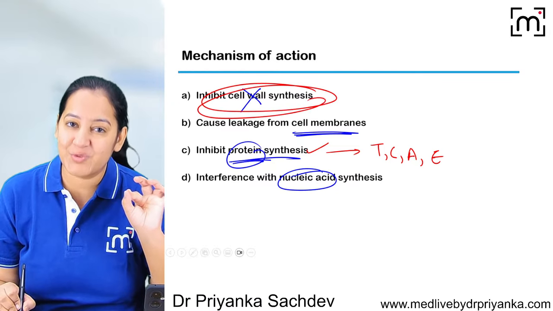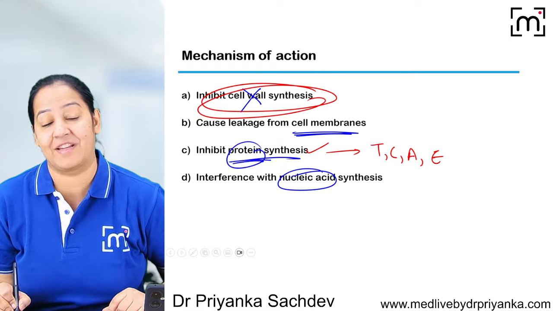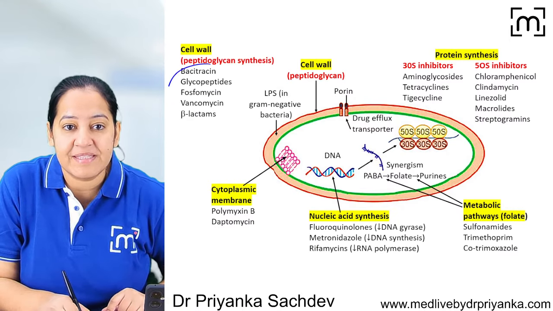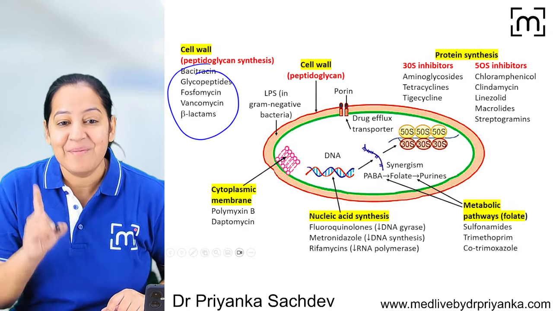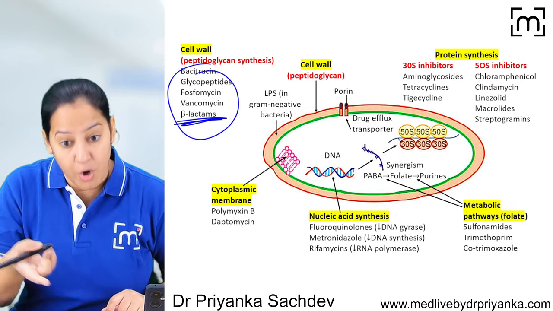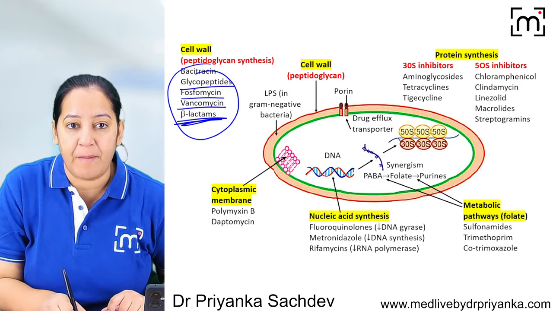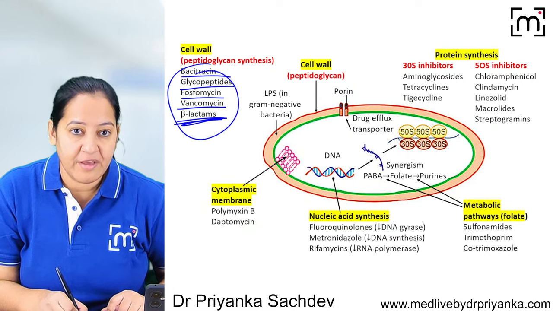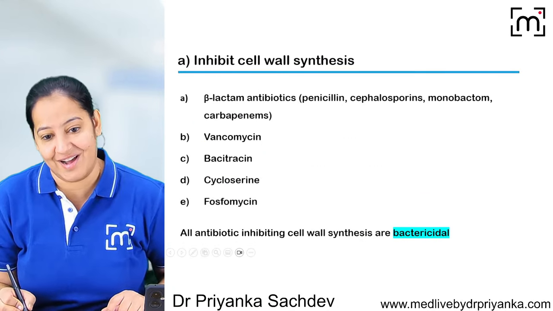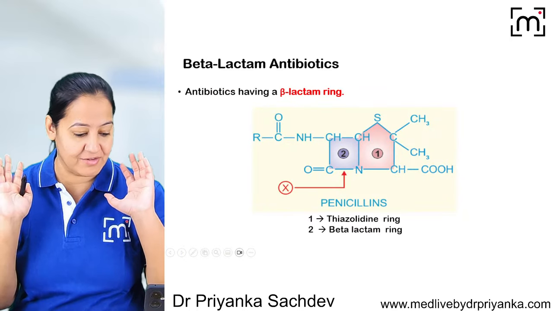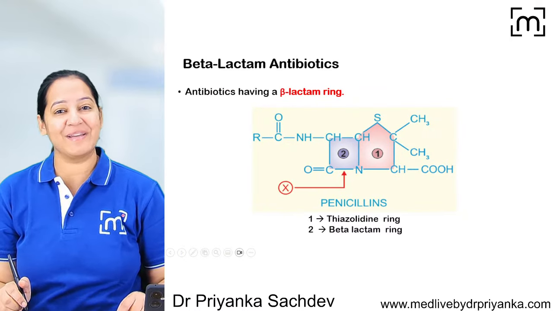The antibiotics which inhibit the cell wall synthesis of the bacteria. There are many antibiotics which inhibit cell wall synthesis in the bacteria. Beta-lactams are one of them. Along with the beta-lactams, there are vancomycin, fosfomycin, glycopeptides, and bacitracin. But today we will see the details of the beta-lactams. With this introduction, I will be starting beta-lactam antibiotics.